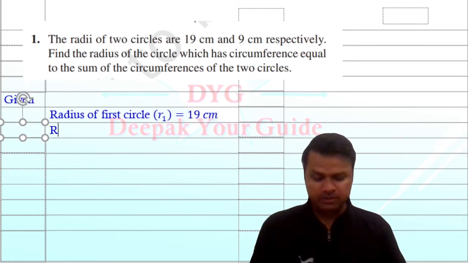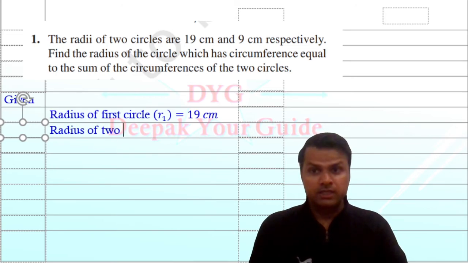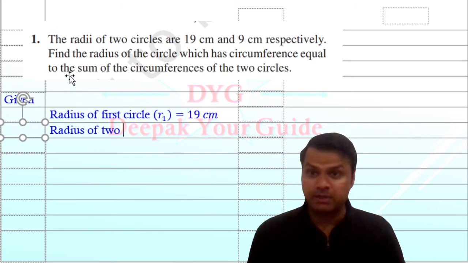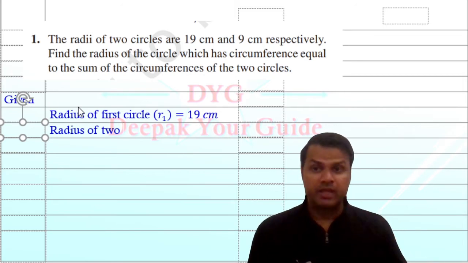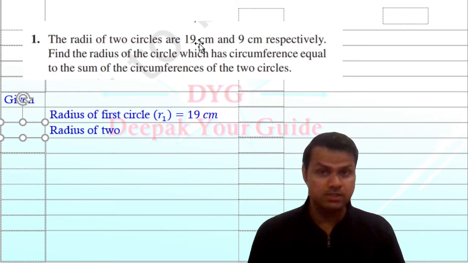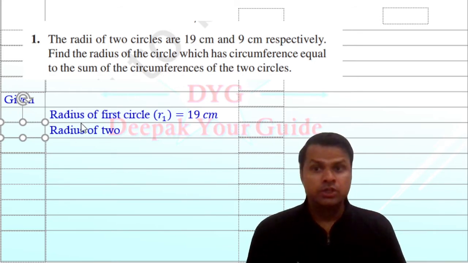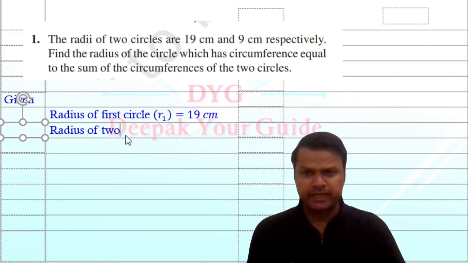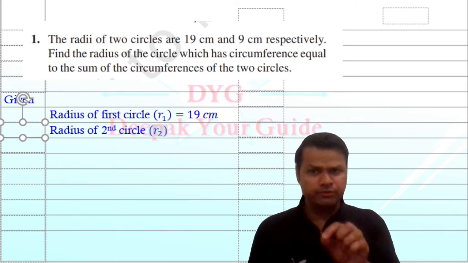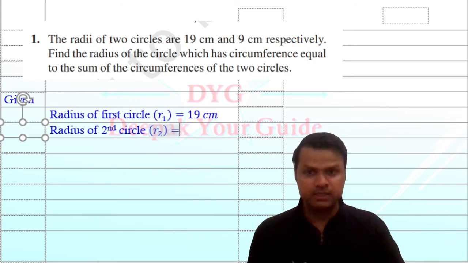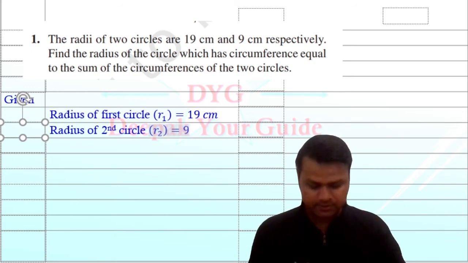And two circles, that means we have got the radius of two circles. Now see, in question they have given radii, but I have used the word radius because I am telling it for individual circle. And they have given it together for both the circles. So take care of your statement, your language when you solve the question. So radius of second circle. And second circle we can call it as R2. So radius of first circle is R1, radius of second circle is R2. What is that? It's 9 centimeter.